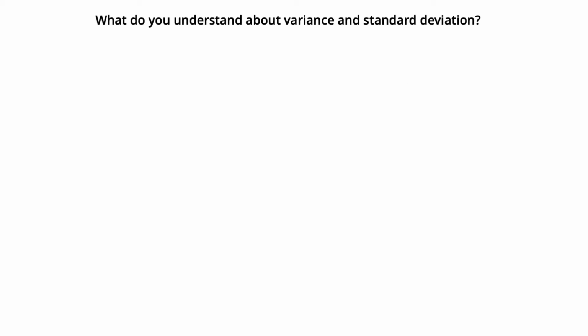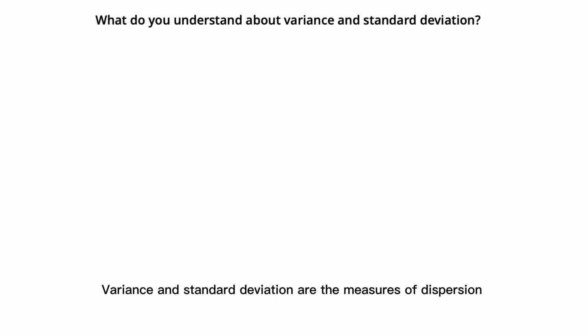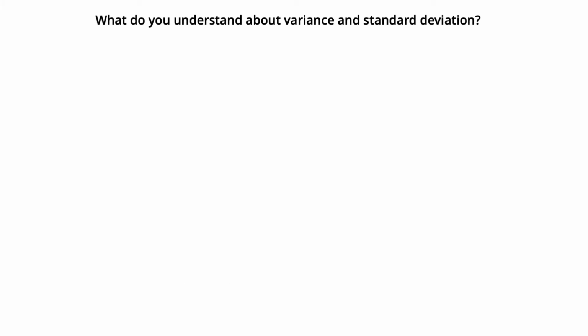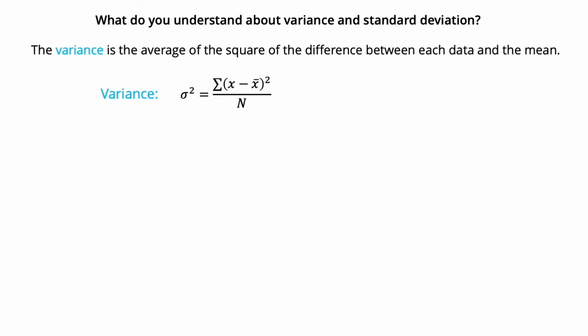What do you understand about variance and standard deviation? Variance and standard deviation are the measures of dispersion commonly used in statistics. Variance of a set of ungrouped data can be obtained using the formula of variance. The variance is the average of the square of the difference between each data and the mean. An alternative, yet equivalent formula of variance, which is often easier to use, is variance equals the sum of x squared divided by the number of data values, then minus the square of the mean.